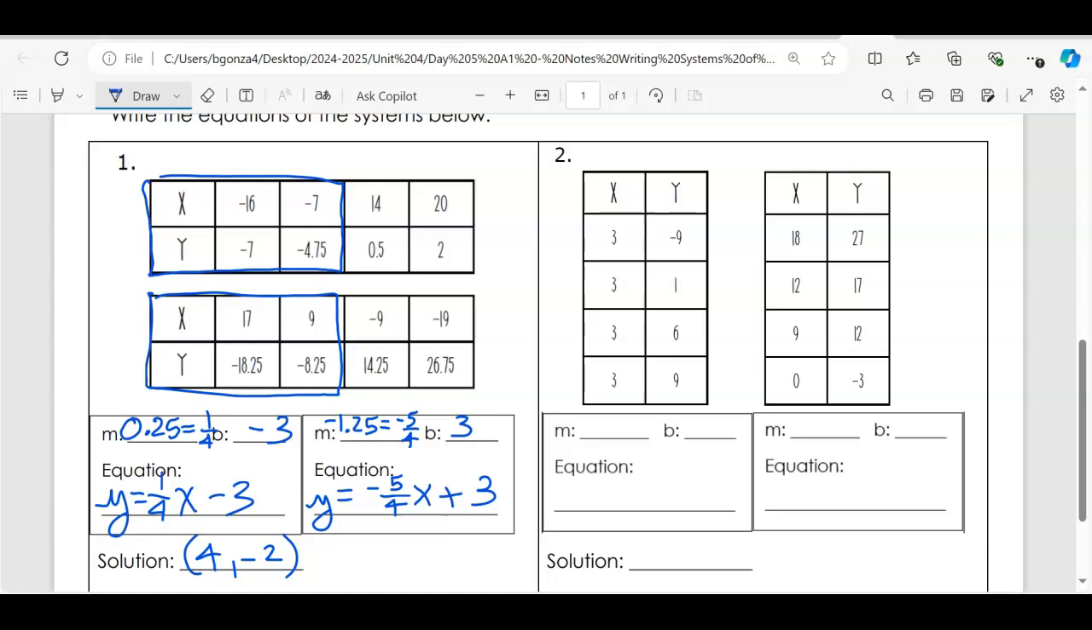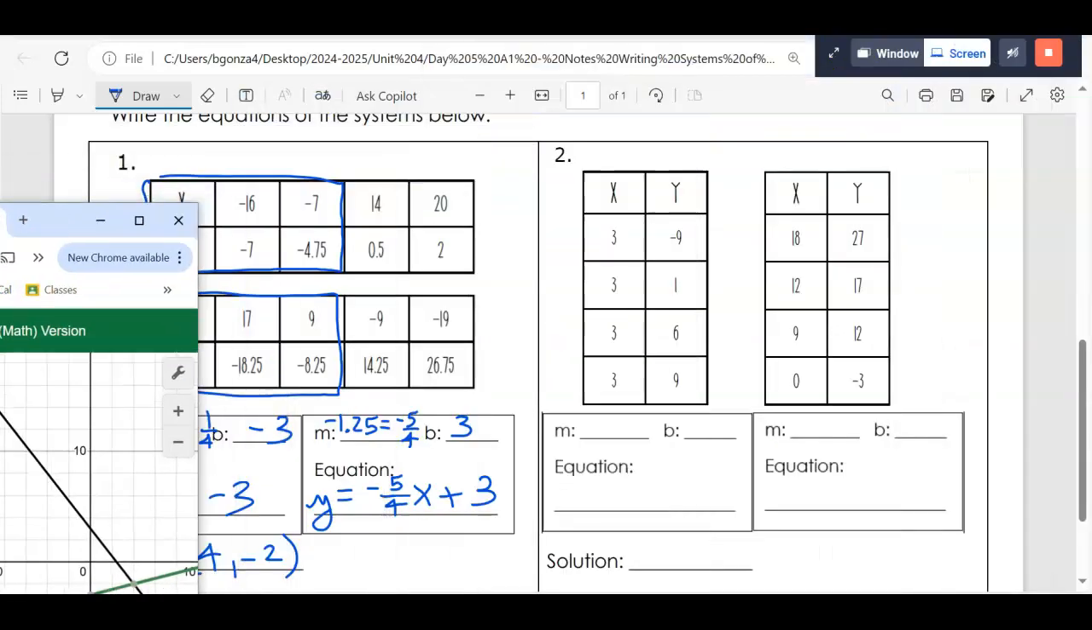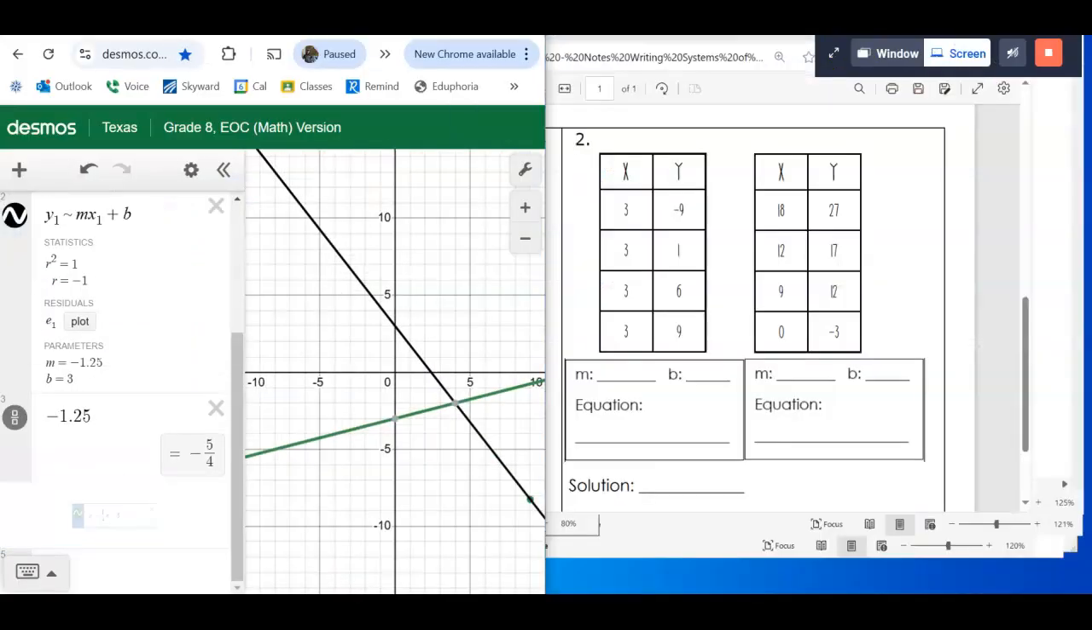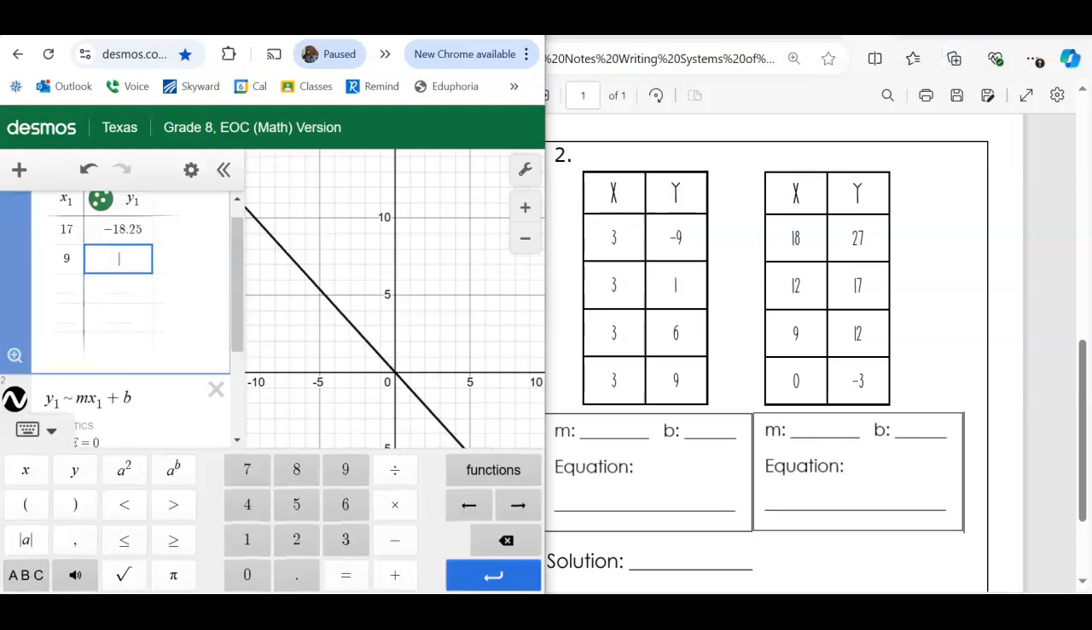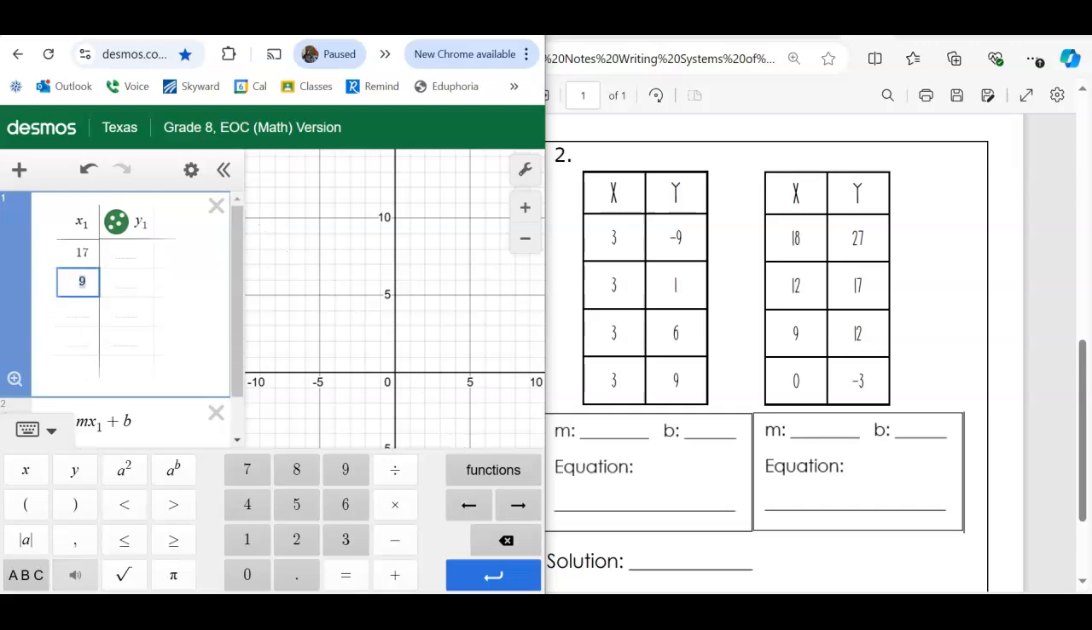Okay? But there's one little weird thing about number 2. I want to make sure I show you. So let's do another one, and then I'm going to let you work. On number 2, here we go. Now, I'm not going to delete the table. I'm just going to, once again, delete the values.